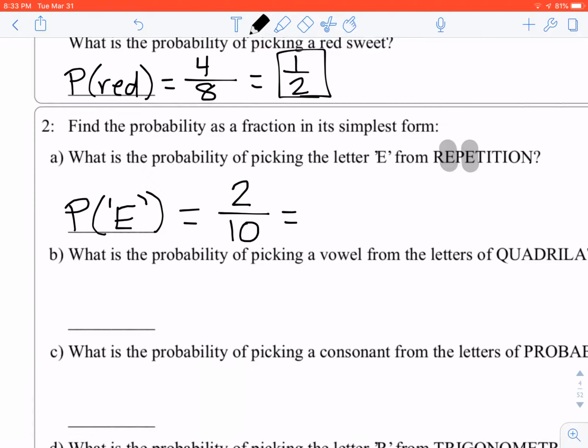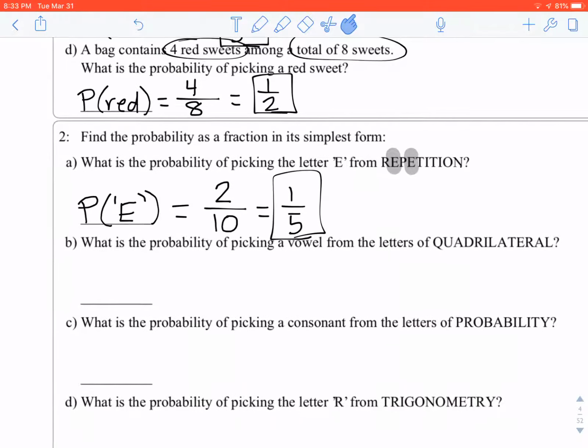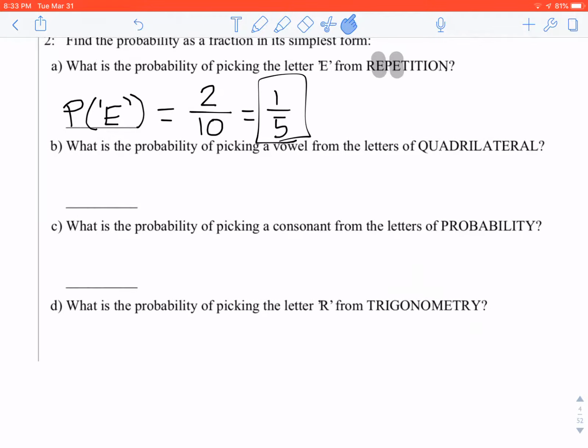We're going to reduce that. So use your calculator. 2 divided by 10. Math, enter, reduces to 1/5. So there's a 1/5 chance that you're going to get a letter E from the word repetition. Okay, so again, we're still using favorable over total. Again, please pause the video, work ahead of me, and then check back to make sure your answers were correct.